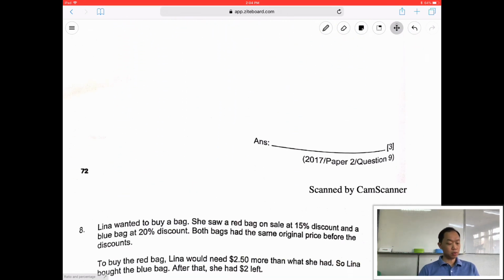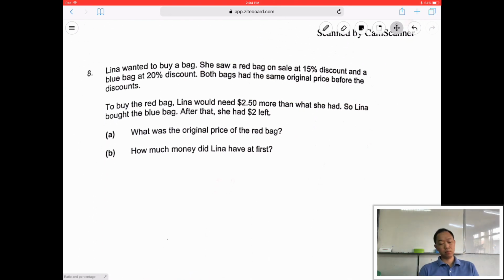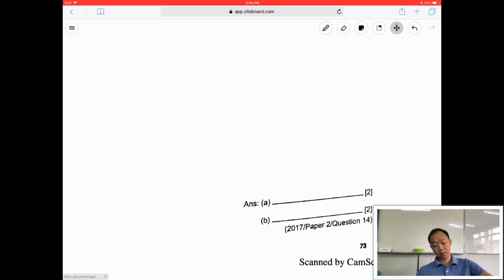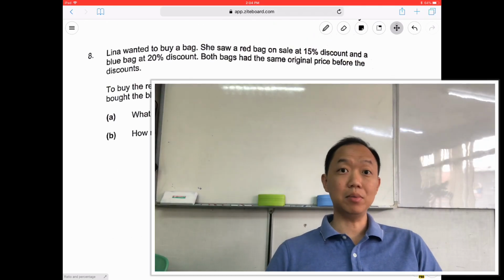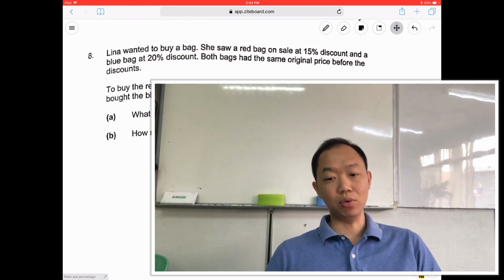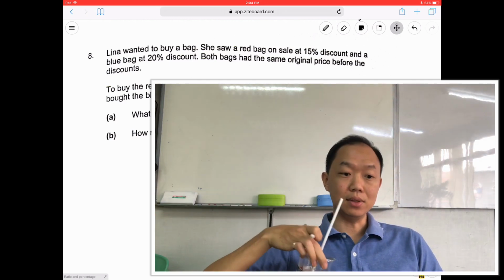How many marks you get? 3 marks. Paper 2, 27. The next one, oh, this one looks difficult. Okay, how many marks? 2017. Yeah, so 2017 also quite difficult. Problem sum. Okay, ratio and percentage, most difficult stuff. Doing sum T first.